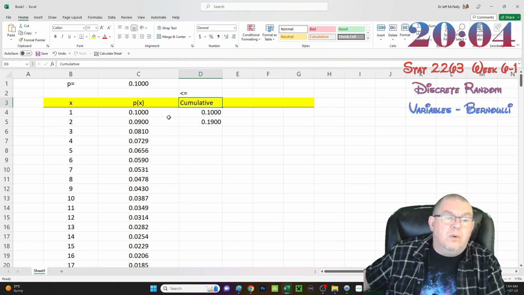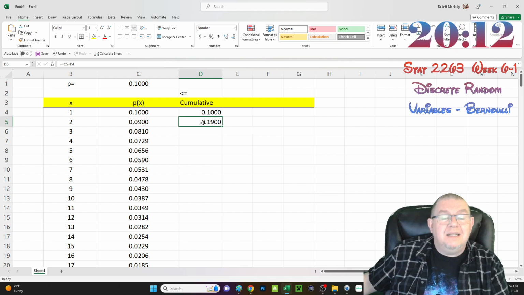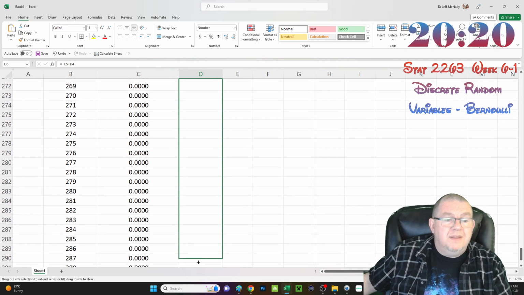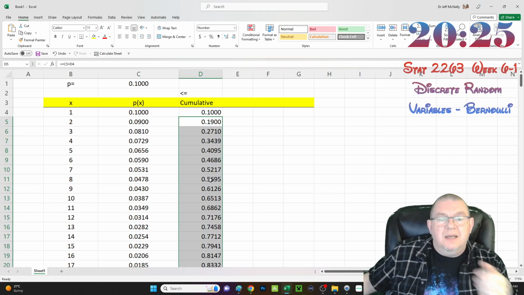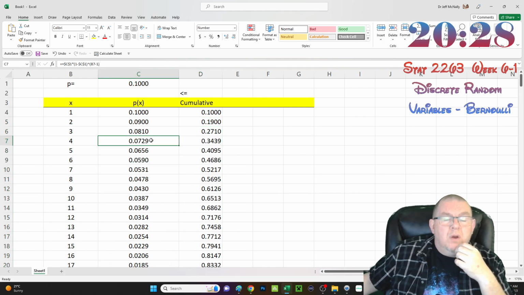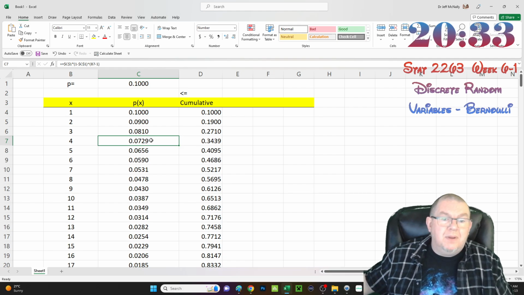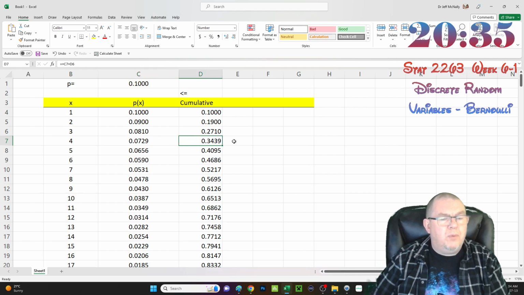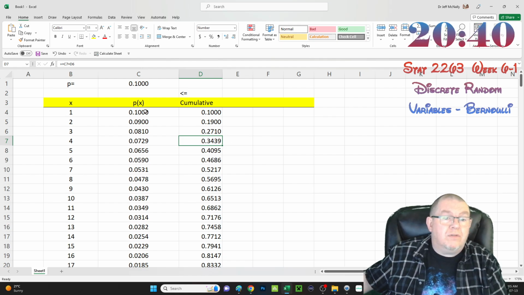So here, whereas 9% is the probability that our first heads is on our second flip, it turns out that 19% is the probability of getting our first heads on our second flip or earlier. And we can run this down and add this formula to all of our values, and we see that it is definitely there. So 4, whereas we had a 7.29% chance of getting a heads on our fourth flip, it turns out we have a 34.39% chance of getting a heads on our fourth flip or earlier.